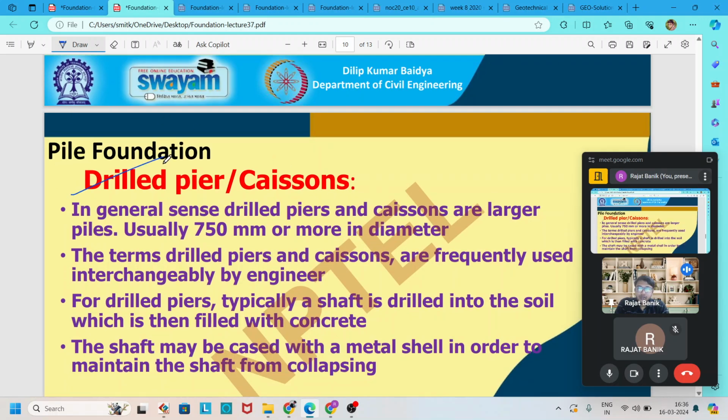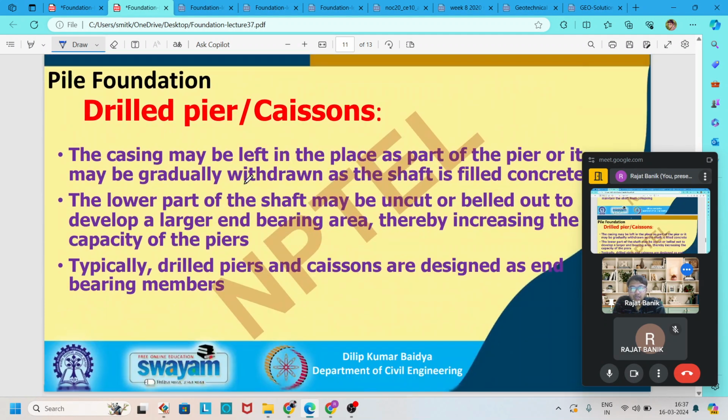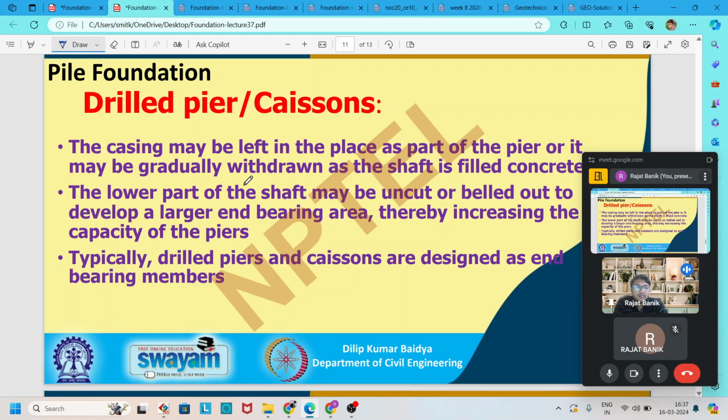Then drilled piers or caisson foundation. Caissons are larger piles, usually 750 mm or more in diameter. The terms drilled piers and caissons are frequently used interchangeably by engineers. For drilled piers, typically a shaft is drilled into the soil, which is then filled with concrete. The shaft may be cased with a metal shell in order to keep the shaft from collapsing. Again, the casing may be left in place as a part of the pier, or it may be gradually withdrawn as the shaft is filled with concrete.